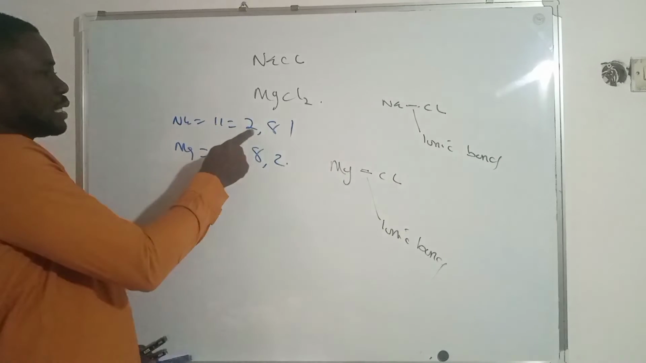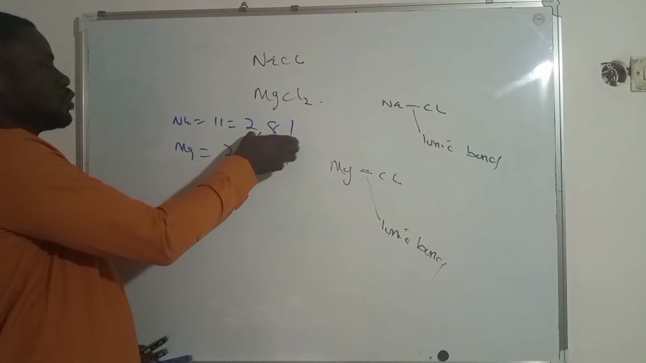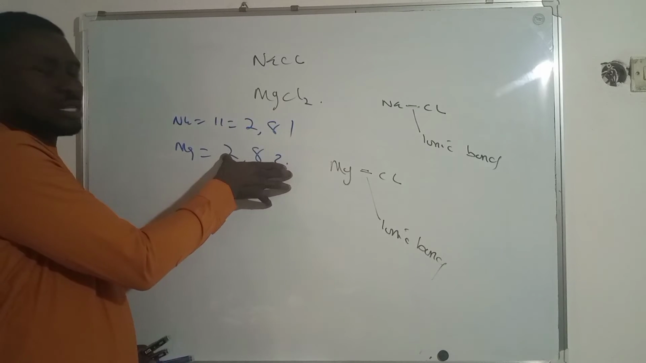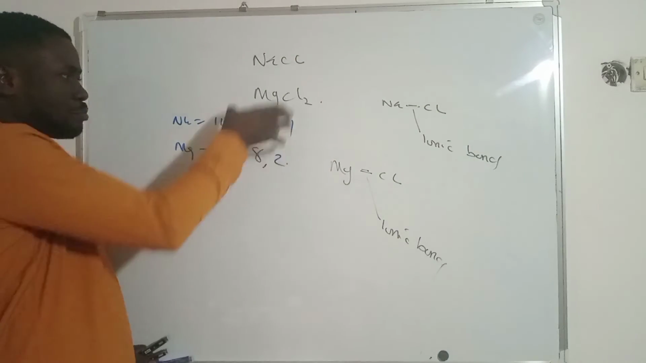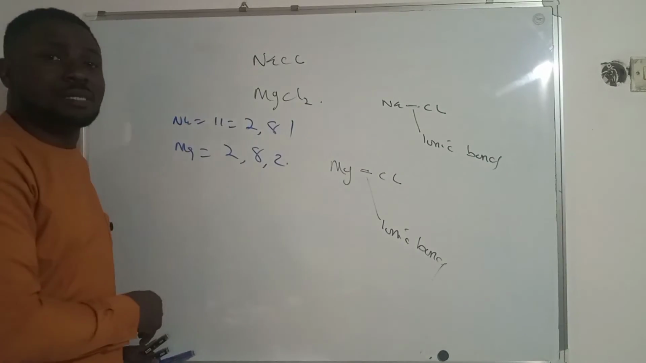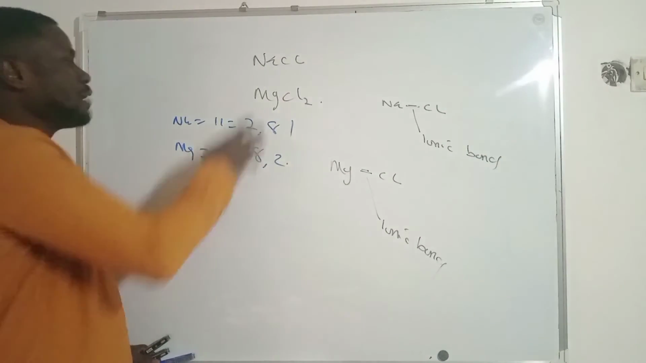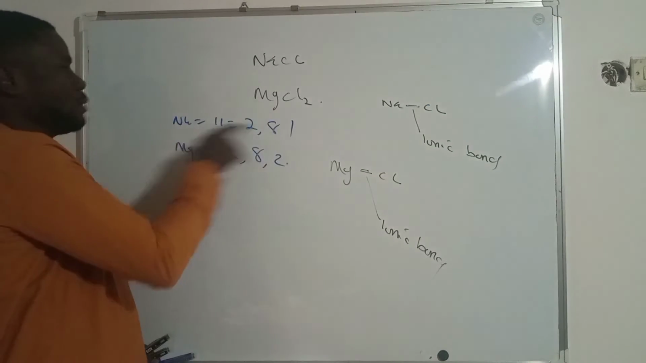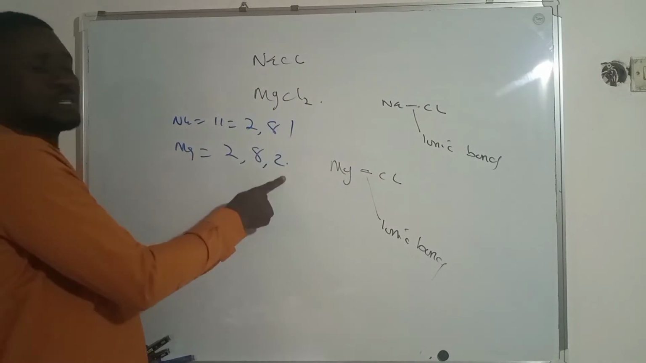You can see that 1, 2, 3 tells us sodium has 3 shells. 1, 2, 3 tells us that magnesium has 3 shells. Having 3 shells, they both are in the third period. And if they are in the third period, what about the group? You see that sodium is in group 1, while magnesium is in group 2.